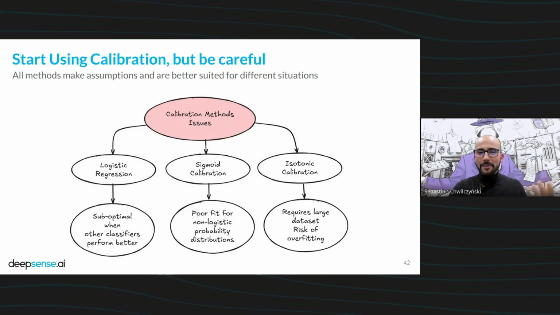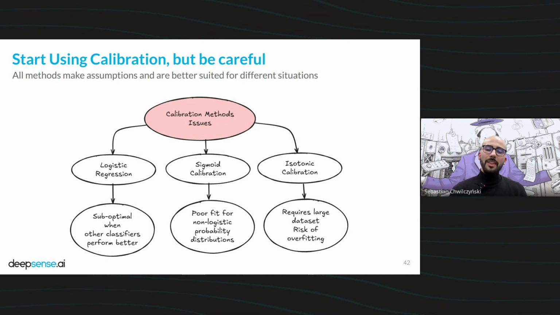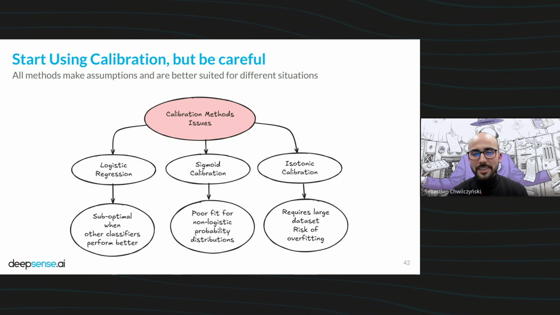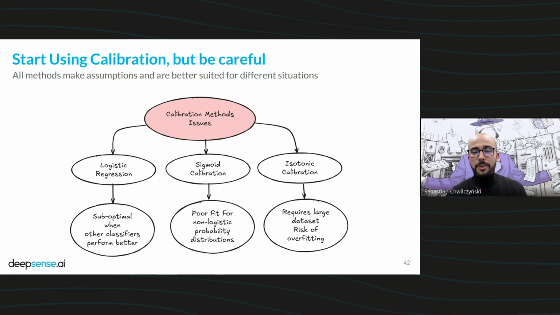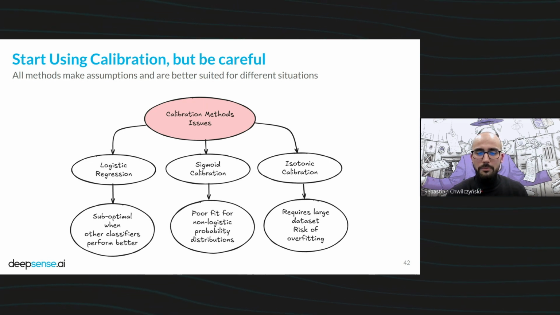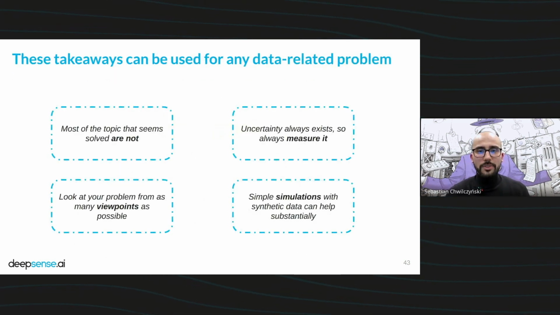Okay, and as with everything that I told you, be careful, because this calibration method has weaknesses, and I make assumptions that are, of course, never fully correct. Logistic regression is a bad classifier, we know this. With sigmoid calibration, we may get a poor fit if the probabilities don't follow a logistic distribution, and isotonic may overfit and requires large data sets. So again, be careful.